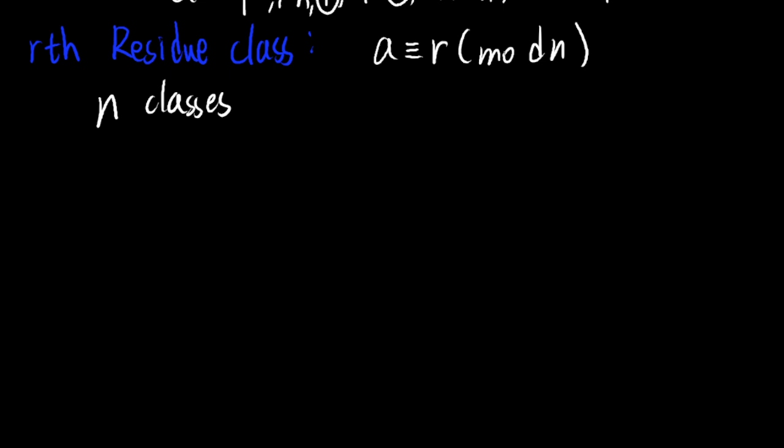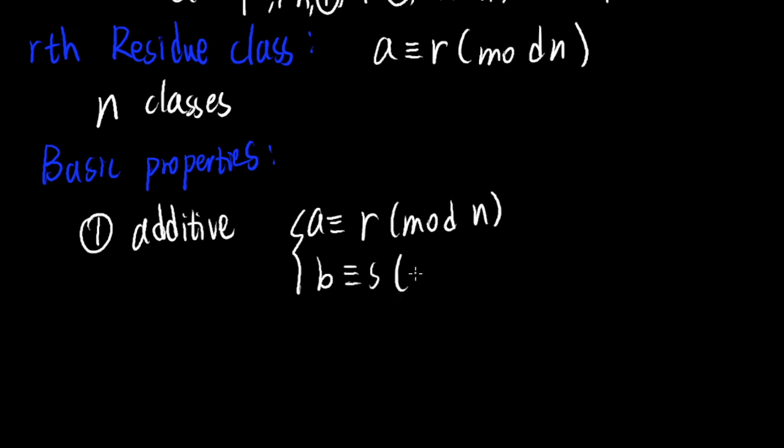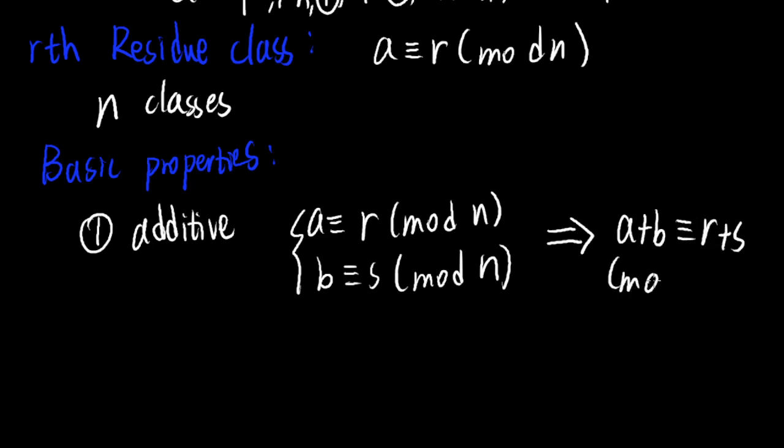And we can also talk about some basic properties of modular arithmetic. For example, modular arithmetic is additive. This means that when we have this set of congruences, we can directly show that a plus b is congruent to r plus s mod n.